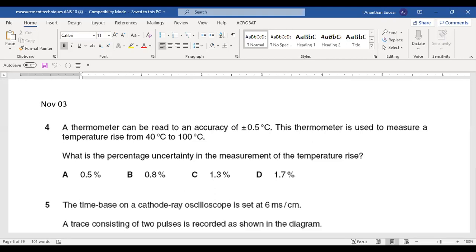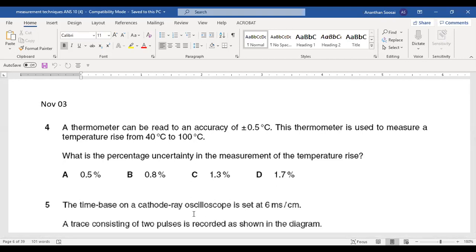Percentage uncertainty. If I give the symbol A for the temperature rise, percentage uncertainty is looking for what? Change of A over A, or change of A over A times 100%. You're looking for change of A over A times 100%, the percentage uncertainty. So that's the clue. Get the formula. Has anyone got the answer? Nobody.